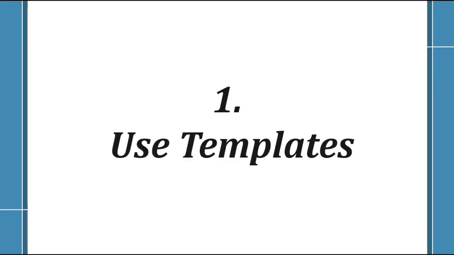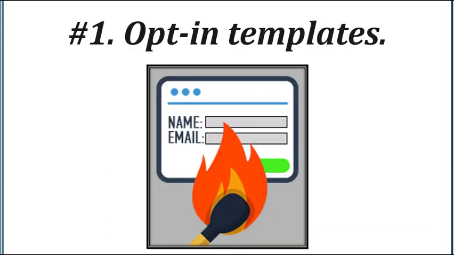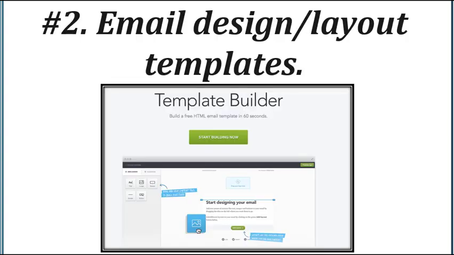First, use templates. If you're like most people, you're short on time. That's why you'll want to make use of templates whenever possible. Here are 3 types of templates you can put to use. Opt-in templates. Now, many email service providers give you templates to make it point and click easy to create your opt-in forms. No coding experience required.